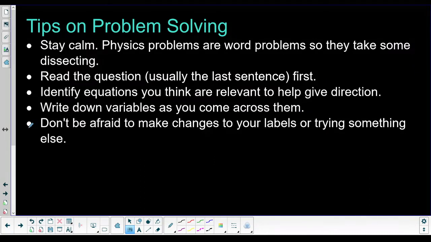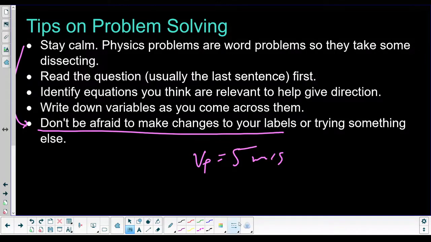The last thing is more like philosophic advice. It's not necessarily problem-solving advice, but don't be afraid to change things in general. Say you read something, you go, velocity final equals 5 meters per second, and then you realize that that was actually velocity initial. So go back and change it. It's okay. You can make mistakes. I just grade your answers. I don't grade your work. Just go ahead and scribble that on initial. There we go.